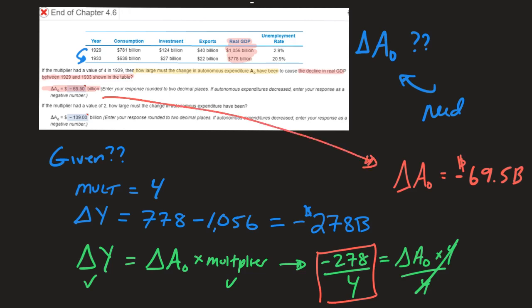The second part of this question is just saying, well, what happens if the multiplier was 2? So notice that when the multiplier is bigger, so the multiplier is 4, we don't need as big of a change to see this big change in GDP. I'm not going to go through and do the same thing with the multiplier of 2. All you've got to do is change this to 2 down here. And I know that you can do that on your own. And you should do that to get some practice.